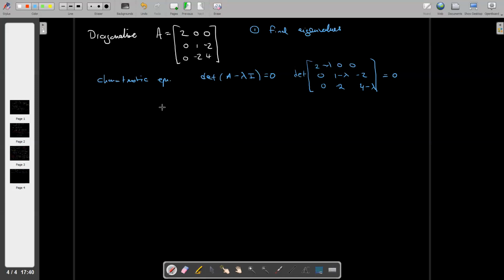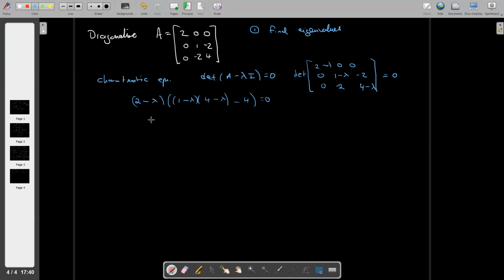so this is going to be 2 minus lambda times by the determinant of this minor matrix. So that would be times by 1 minus lambda times by 4 minus lambda, minus 2 times minus 2 is 4, equals 0. So that's just by expanding by a column.